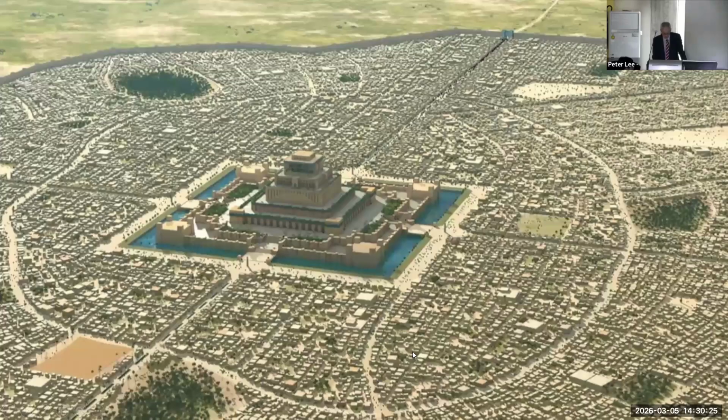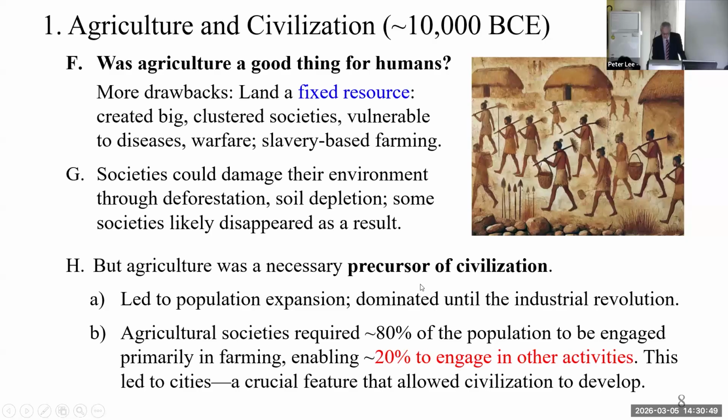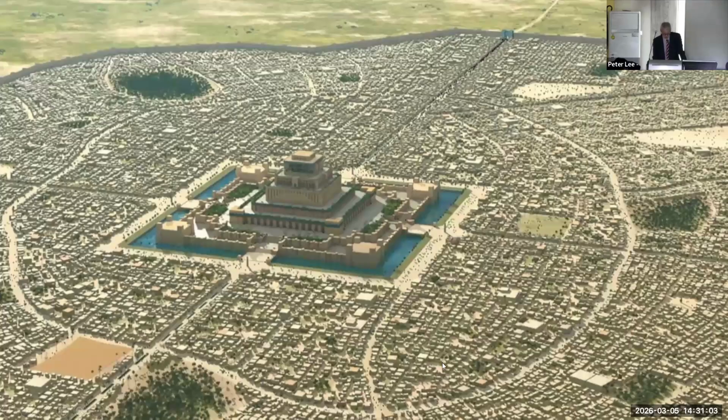And I have a picture that I will show you next week. This, I think, is the city of Ur, U-R, one of the first mega cities of ancient civilization in Mesopotamia. This is what agriculture allowed human beings to create. I'll talk about this next week, but if you look at the word civilization, it means of the city, right? Civis, that means of the city. So we have agriculture to thank for the creation of this.